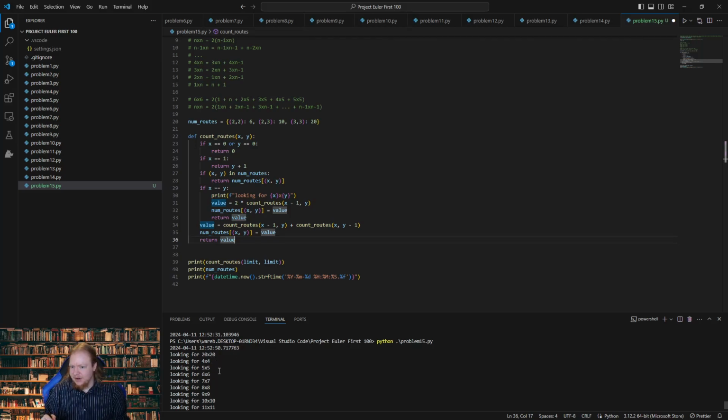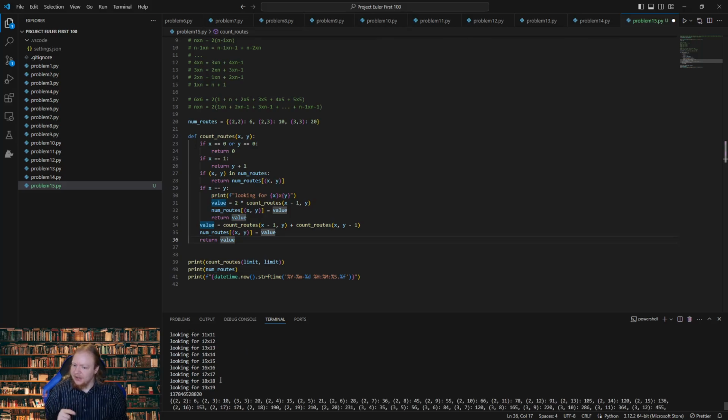So yeah, it went all the way down to 4 by 4. But it didn't go down to 3 by 3 because that's already in numbers. We could not have anything but 2 by 2, I think, and still have it work. But, or possibly nothing at all.